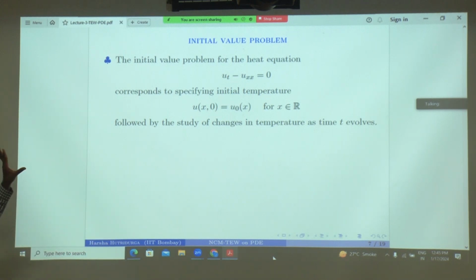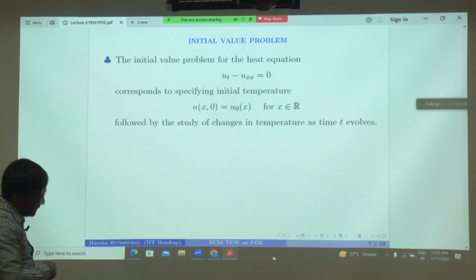In this lecture, our domain where x runs is the whole of R. We will not worry about the boundary conditions, so that's why we are doing it in the whole of R. So you specify the value of your temperature at time t equal to 0 at every point in your domain, and you want to understand how the temperature evolves as t becomes larger and larger.